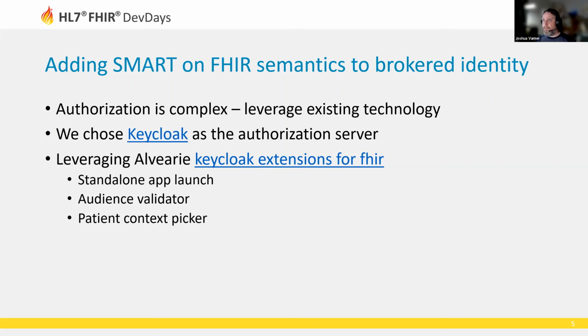So adding the Smart on FHIR semantics to the brokered identity authorization, again, it's complex. No one wants to write a new authorization server. That's not fun. So we're leveraging existing technology. We chose Keycloak as our authorization server, and there's a set of Keycloak extensions that we're leveraging to provide the basic Smart on FHIR pieces. And getting those set up gets us a good chunk of the way.